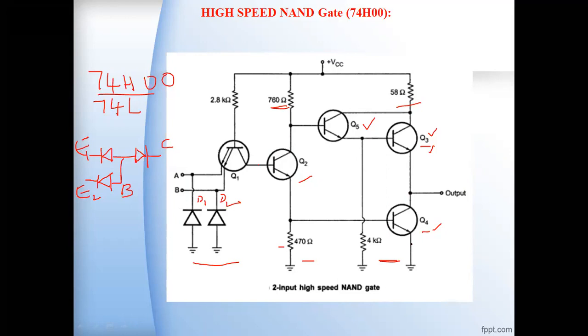So this high-speed NAND gate is identical with the LS TTL NAND gate, or you can say the LS TTL NAND gate is identical with the two input high speed NAND gate. But there is a difference in the circuit components. In the LS TTL NAND gate, we have used extra transistors and extra Schottky diodes to improve the performance of the circuit. So this is about the circuit description.